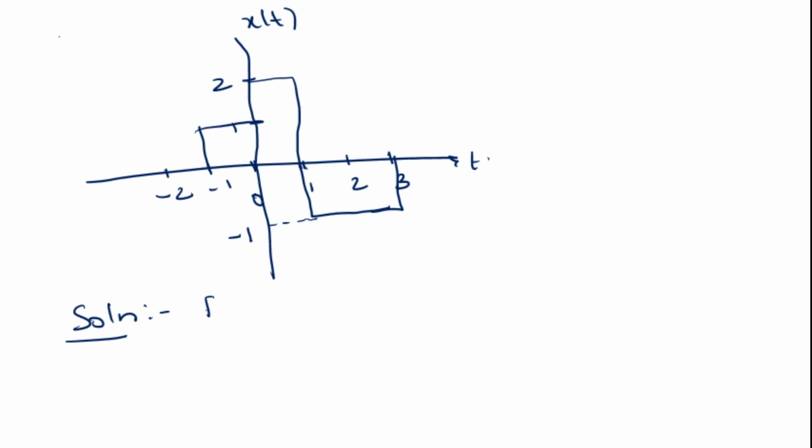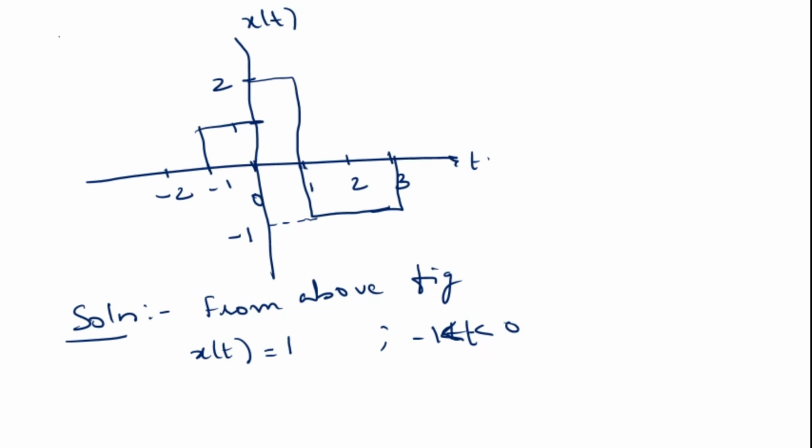So from the above figure, I can write x of t is equal to 1 from minus 1 to 0, and x of t is equal to 2 from 0 to 1, and minus 1 between 1 and 3, and 0 otherwise.